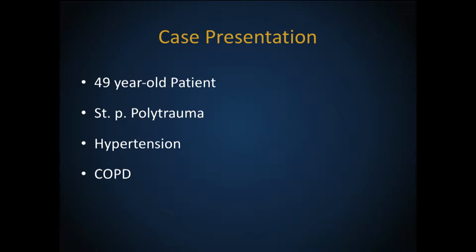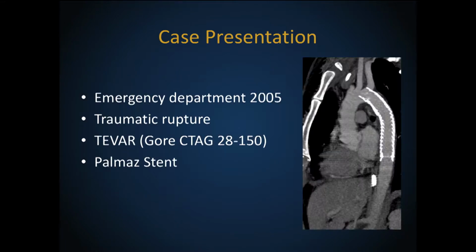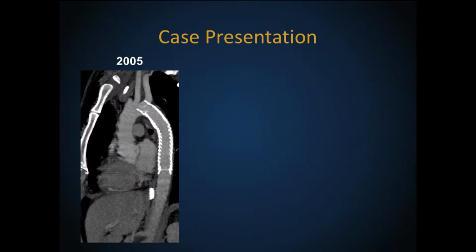So this patient received emergency TEVAR due to a traumatic aortic rupture in 2005 with partial overstenting of the left subclavian artery. The colleagues in 2005 saw that this patient had a bird's beak effect, so they tried to stabilize the graft with a Palmaz stent inside it. So in 2005, this was the situation.